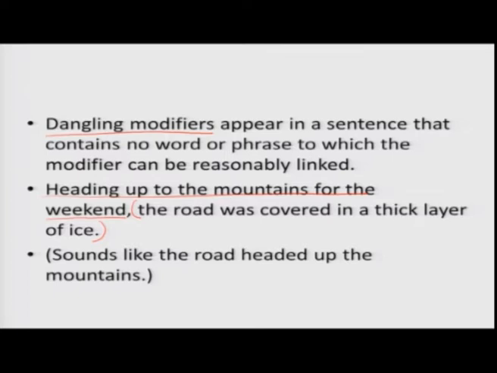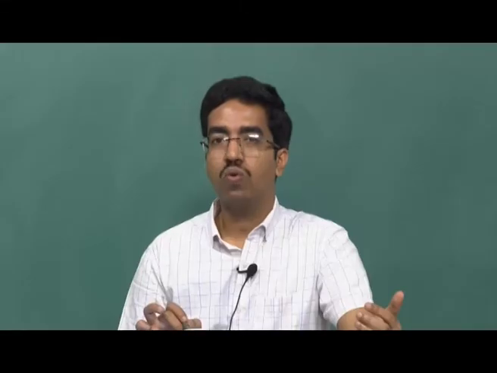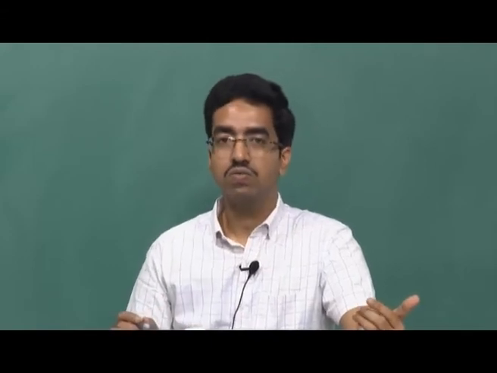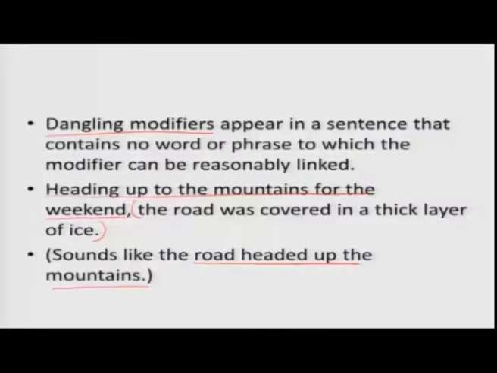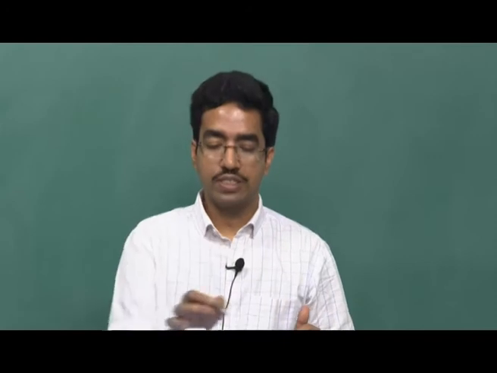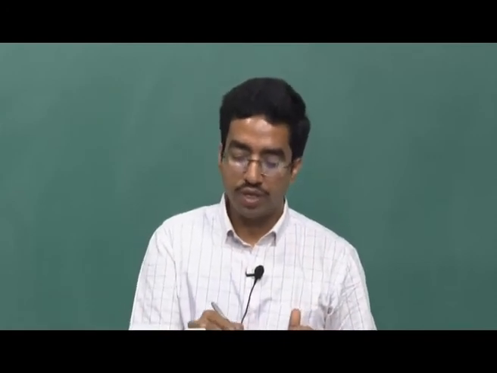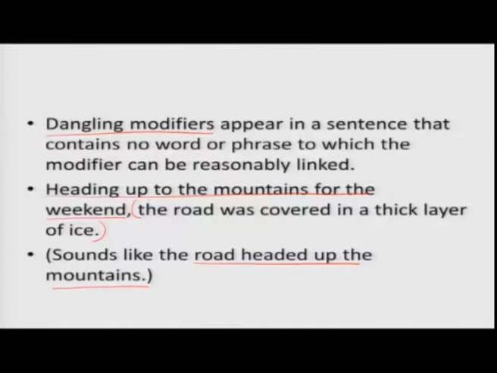But who is heading up the mountains? Now, it looks as if the road was headed up the mountains, but this is not what you meant, right. You meant somebody there, say I or we. So, you need a subject there. So, you can say heading up to the mountains for the weekend, we saw that the road was covered in a thick layer of ice. This is what we call dangling modifiers. You have the modifier here, but the modified part is missing. So, you add something like this, then the sentence is more appropriate.